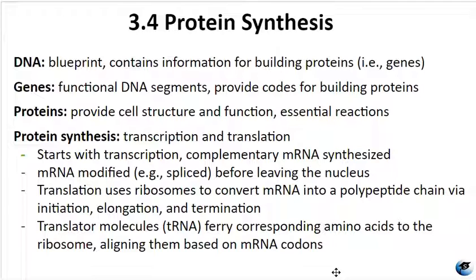The process begins with transcription, creating a complementary mRNA strand, mRNA being messenger RNA. The mRNA undergoes modification, including splicing, before leaving the nucleus. Translation follows, with mRNA serving as a template for protein synthesis in the ribosomes. The tRNA ferry the corresponding amino acids to the ribosome. The tRNA, or transfer RNA, aligns them according to the mRNA codons, and the process concludes when the mRNA's final codon signals termination, releasing the newly synthesized protein.